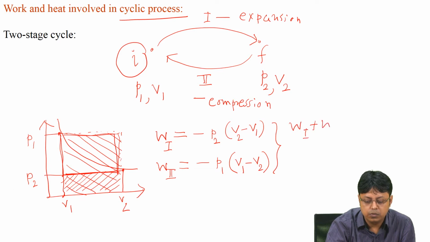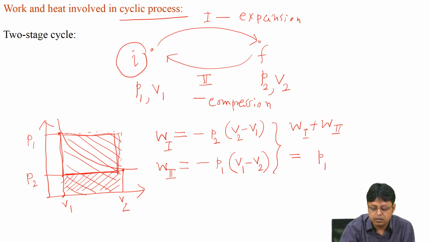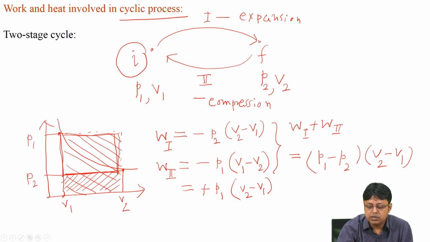W1 plus W2 will be nothing but, if we write it in this way, P1 minus P2 into V2 minus V1. So, we just wrote this second equation as plus P1 into V2 minus V1 and then added it with the first equation. So, this is the total work done by the surrounding on the system, or basically the net work done by the surrounding on the system, and you can see this is a positive quantity because V2 minus V1 is positive and also P1 minus P2 was positive.